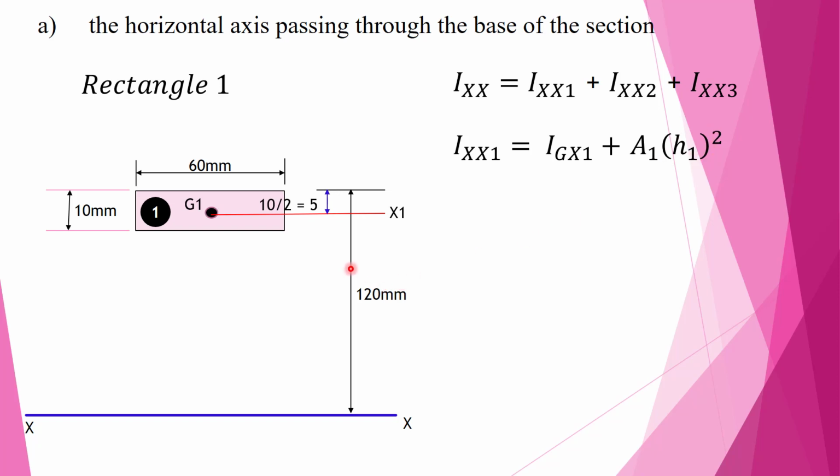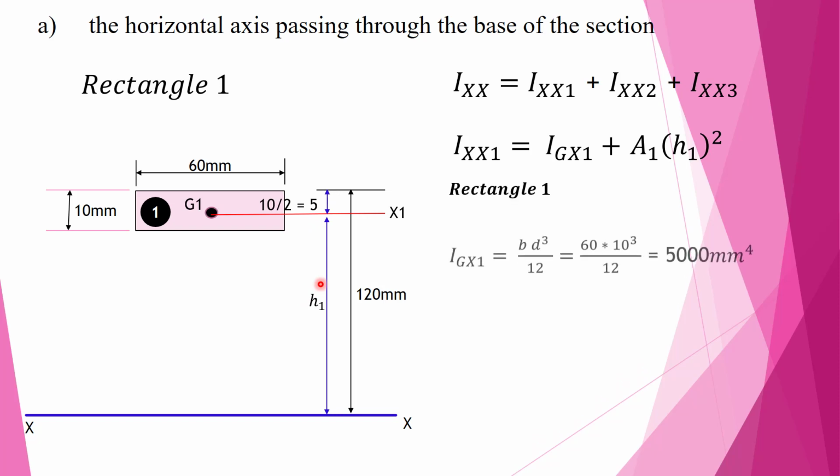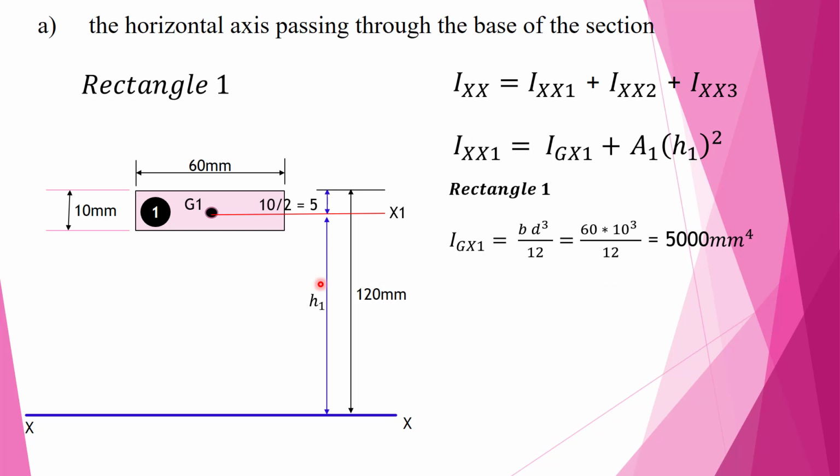h1 is the distance between the centroidal x-axis and the reference XX axis, that is h1. So here h1 will be equal to 120 minus this distance 5. So that will be h1. So for rectangle 1, moment of inertia with respect to its own centroidal axis will be equal to BD cube by 12, which is equal to 60 into 10 cube by 12, which will be equal to 5000 mm raised to 4.